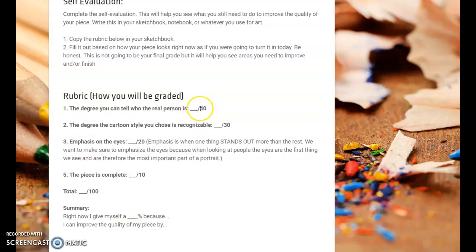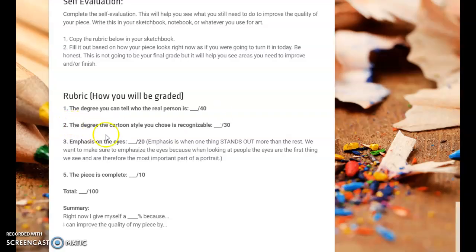So give yourself a grade out of 40 based on where it is now. Remember, this is not the day your project is due. This is just a self-evaluation so you can see where you are and what you can do to improve the quality of your piece before you actually turn it in.